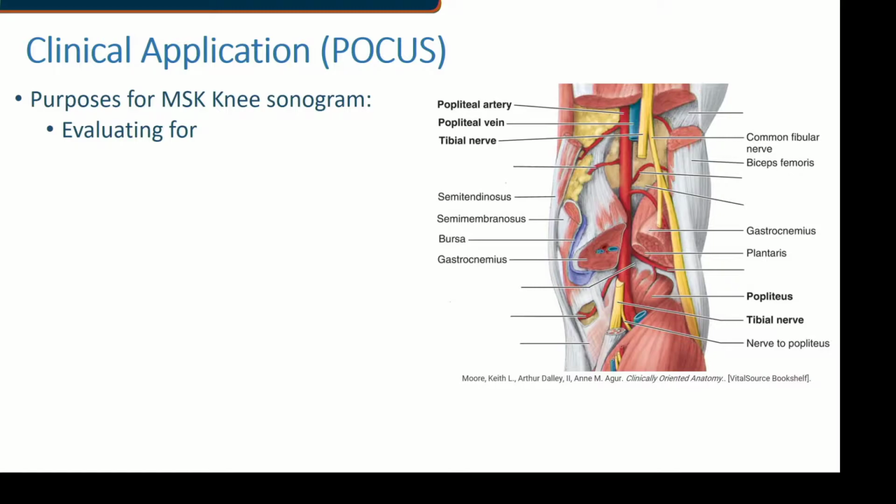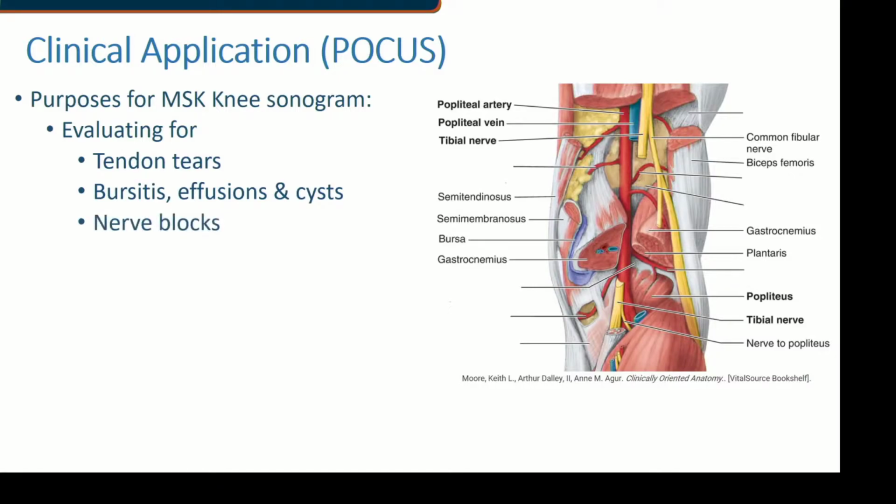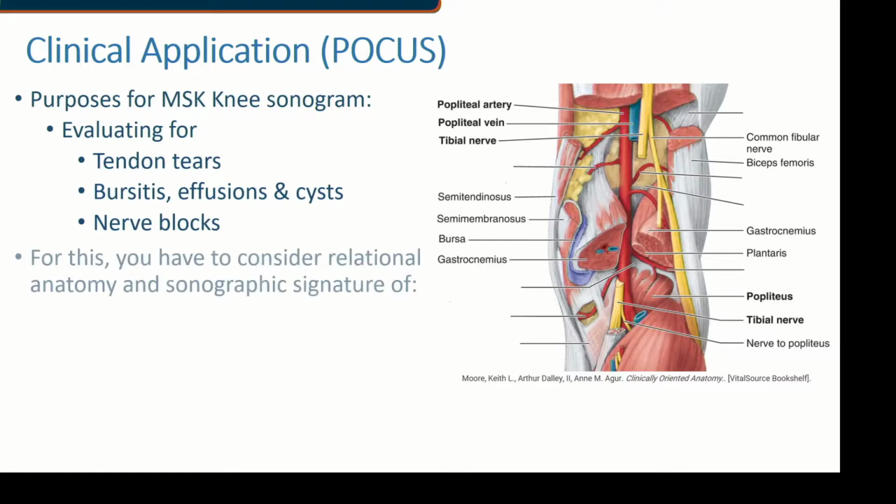So the purposes of an MSK knee sonogram are several, even for point of care. We're going to be evaluating for tendon tears, and we would want to look for bursitis or effusions or cysts, namely Baker's cyst. There can also be other kinds like ganglion cyst, but the Baker's cyst would be the most common. And also we want to be able to focus on the nerves that are visible to us so that you can apply those concepts to nerve blocks. And in this case, we're going to be looking at one of the more obvious nerves.